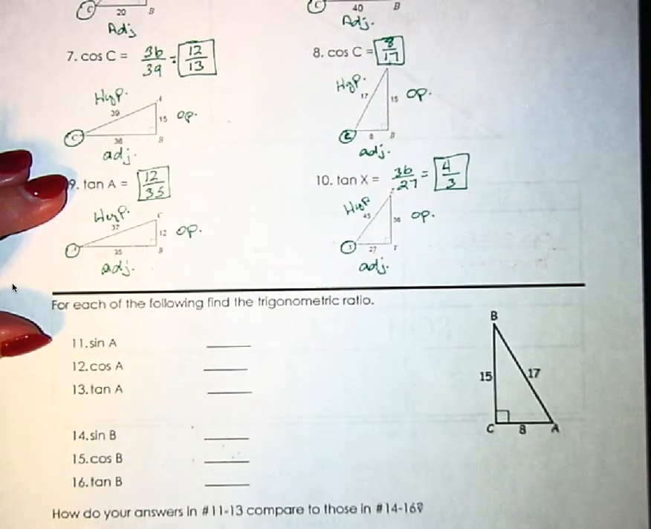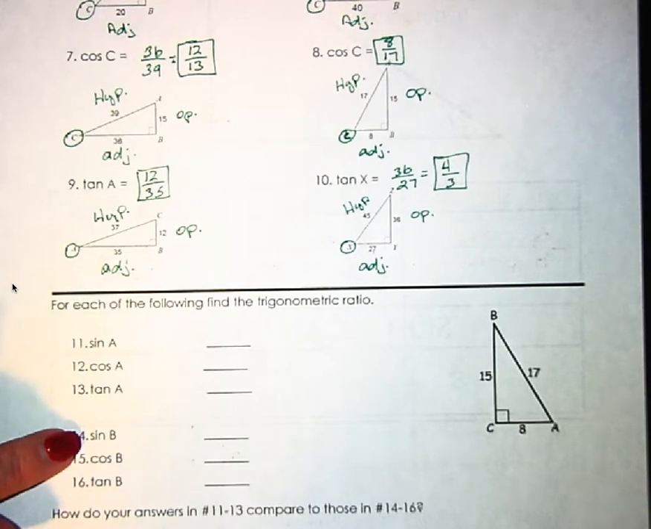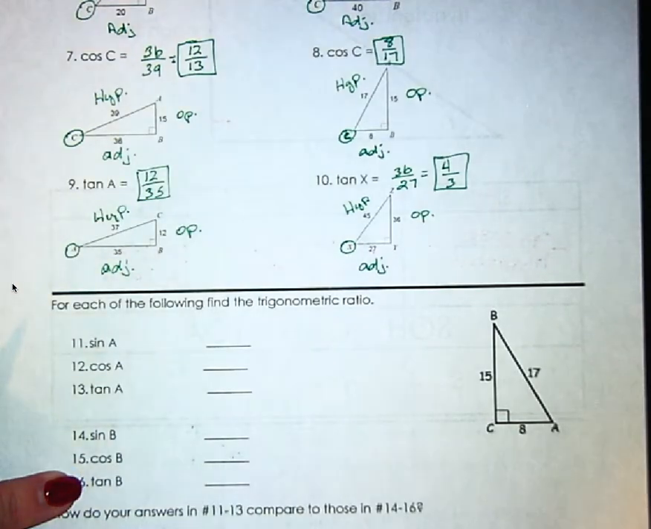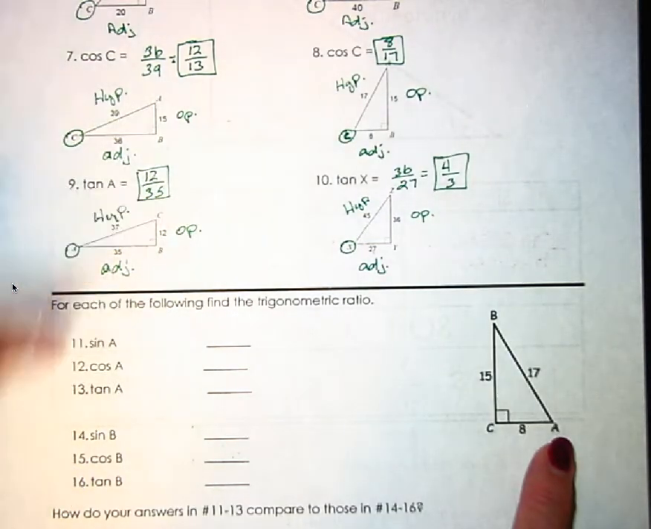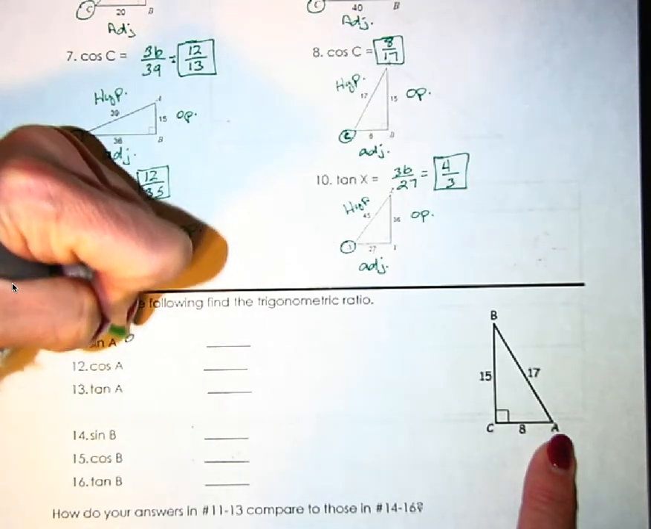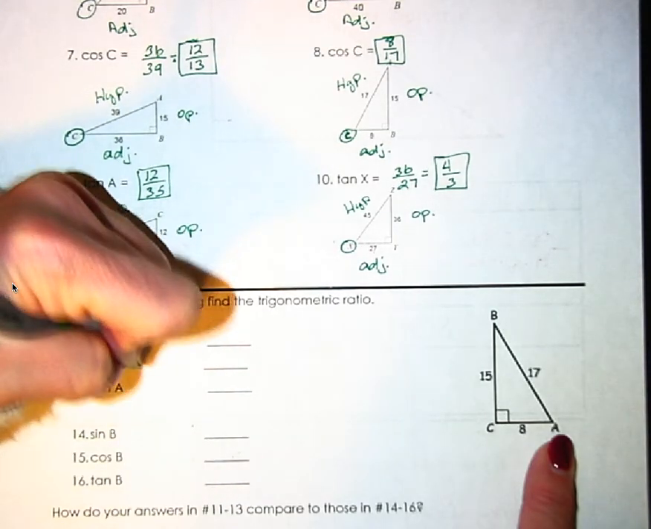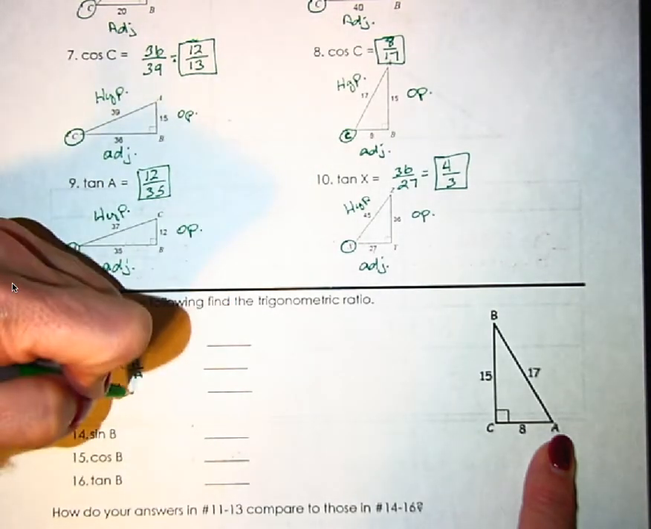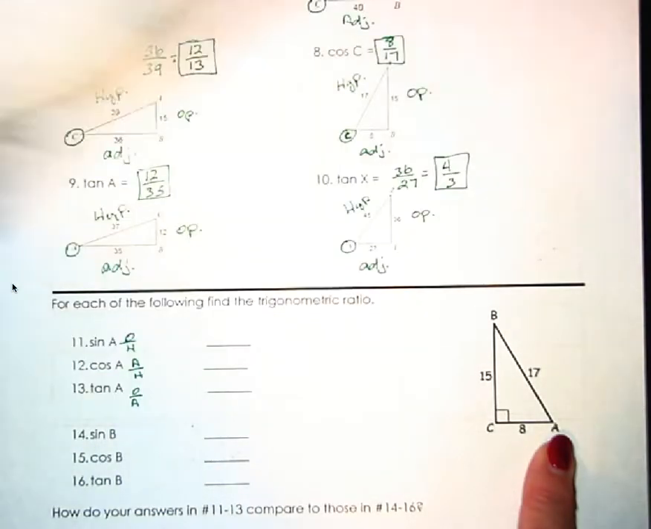So on this one, we're going to find the sine, cosine, and tangent of A, and then we're going to find the sine, cosine, and tangent of B. So we're going to use two different angles on these. Now, if I'm doing A, remember sine is opposite over hypotenuse, cosine is adjacent over hypotenuse, and tangent is opposite over adjacent. Okay, so let's just write those down. I'm going to use two different colors.